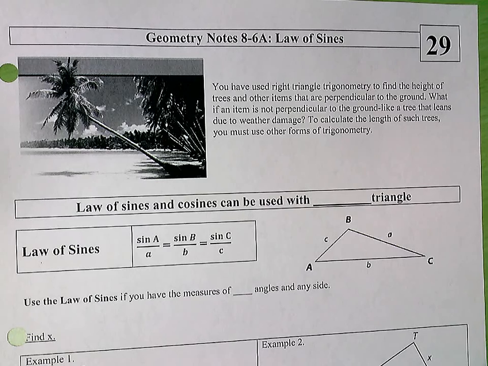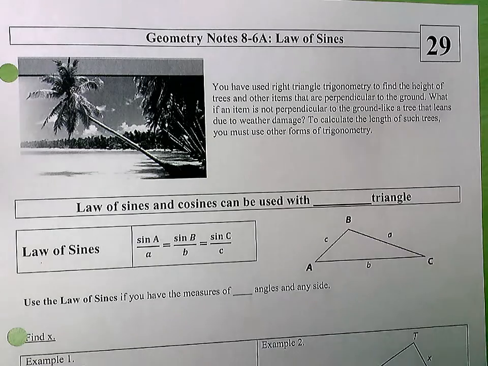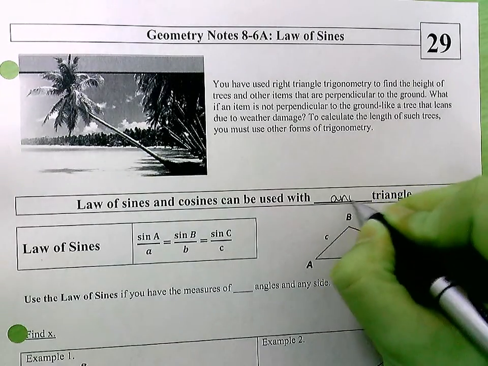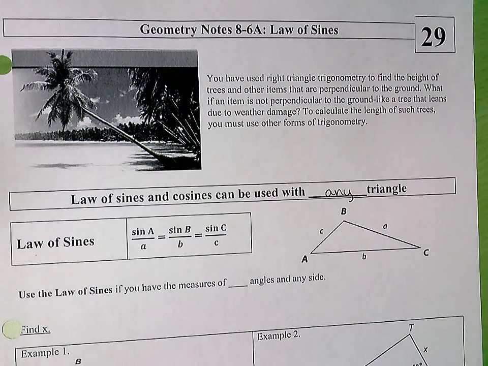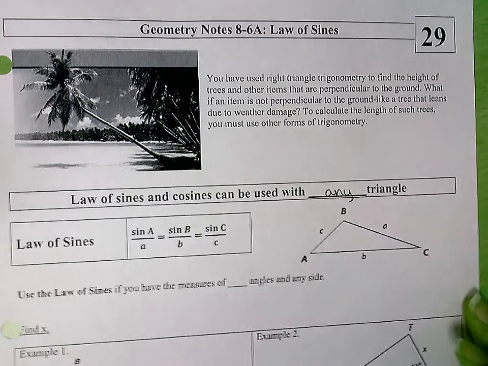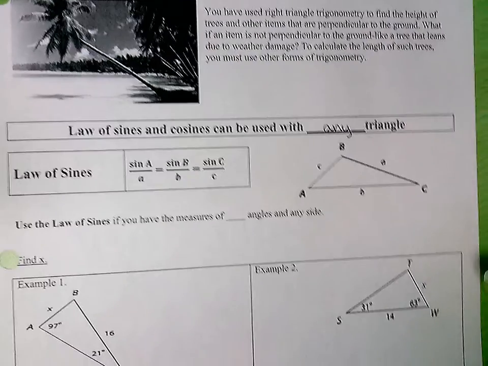These can be used with any triangle, any type of triangle. You can have an obtuse triangle, an acute triangle. Before, we were just working with right triangles. Now, your law of sines.